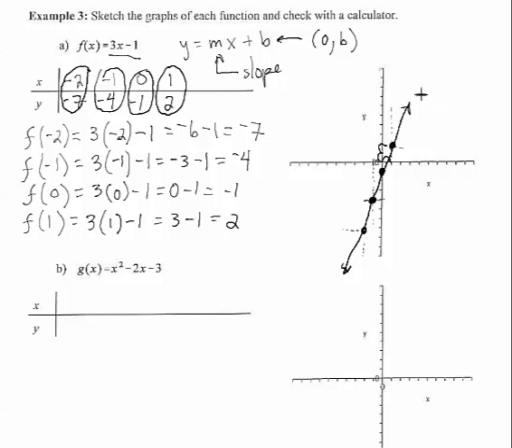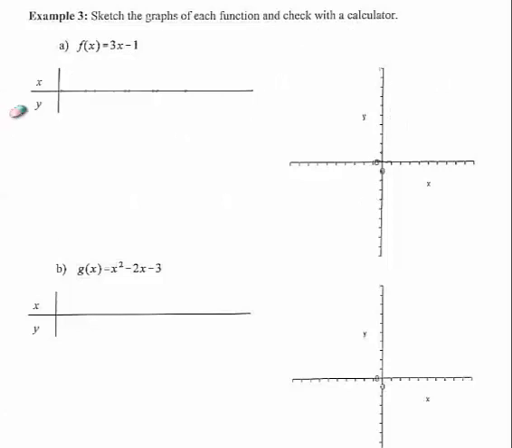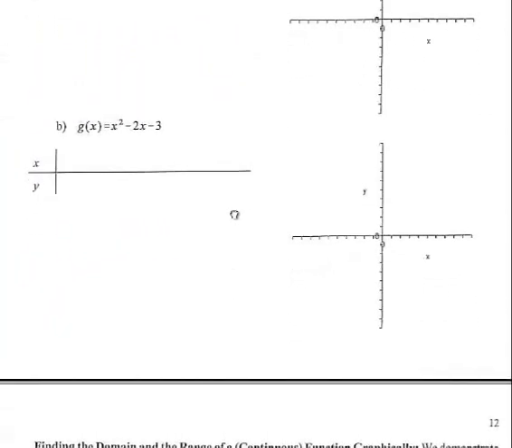Okay, and like I mentioned before, this is an example of a linear function. Okay, I'm going to move the page down, so I have to erase all of this stuff. For A, I'll move it down. And now for B, I've got a new function. It's labeled g of x.